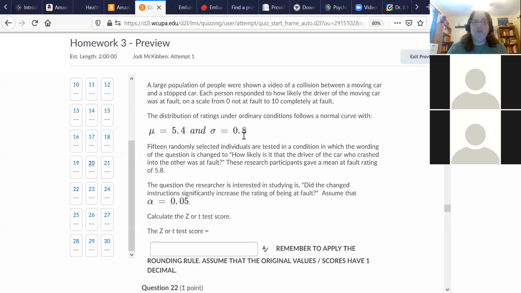Okay, all right. So as we said, to calculate the standard error of the mean, I would take sigma over the square root of n. And then once I had that answer, I would plug in 5.8 minus 5.4 over that standard error of the mean. And that would be my answer here.